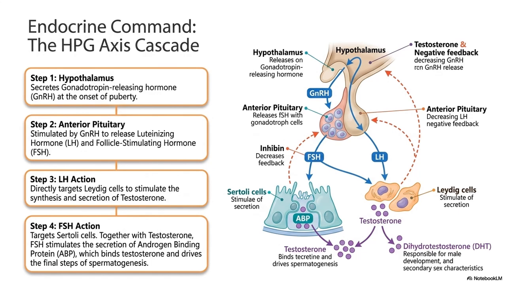Once enough spermatogenesis has occurred, that is once enough sperms have been generated, the Sertoli cells release inhibin, which inhibits FSH secretion by the anterior pituitary. If spermatogenesis is occurring slowly, then less inhibin is released and more FSH will be secreted, increasing the rate of spermatogenesis.